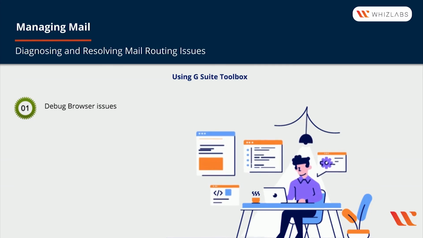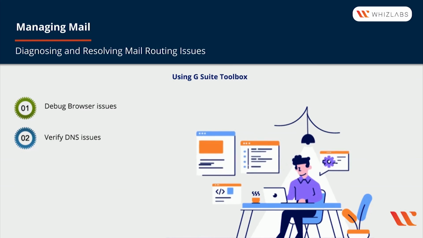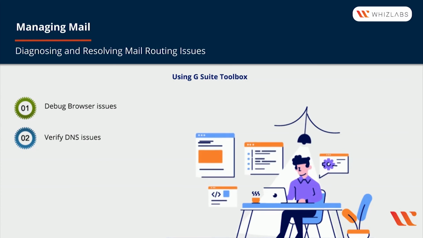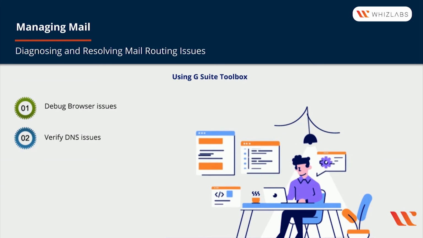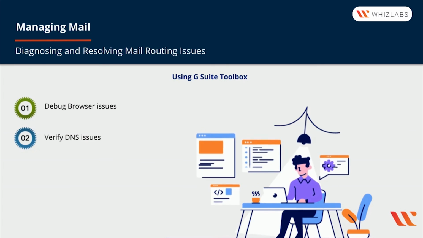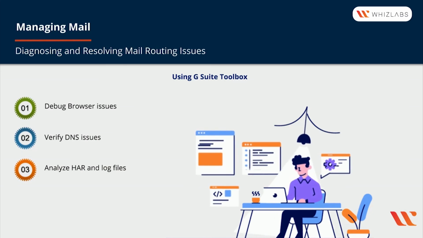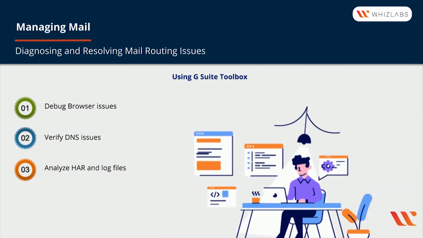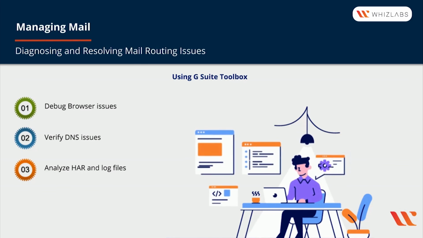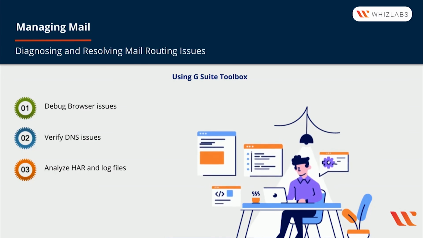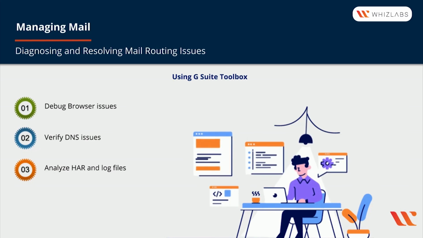The second one is verify the DNS issues. Here we check the MX, which is an easy to use DNS validation tool that looks for some common MX record misconfigurations. Dig can also be used as a web-based equivalent of the Unix dig command. Another one is analyze HAR and log files. The HAR Analyzer allows you to analyze the captured HAR files, whereas the Log Analyzer enables you to analyze the log files generated by Google products. The products include Google Chrome, Google Workspace Sync, and even Microsoft Outlook and Google Cloud Directory Sync.